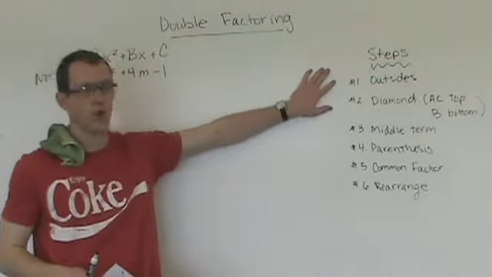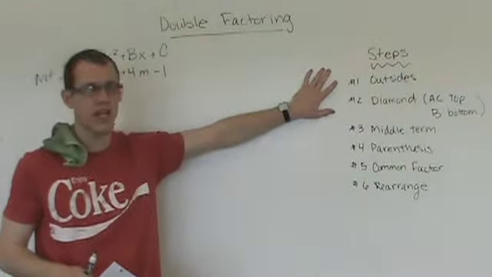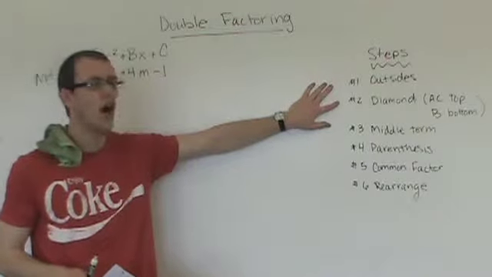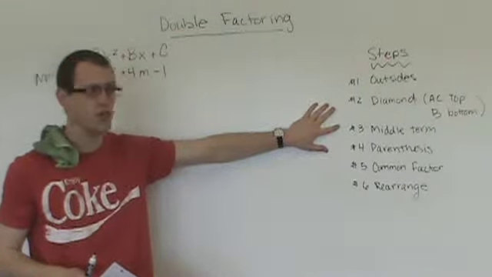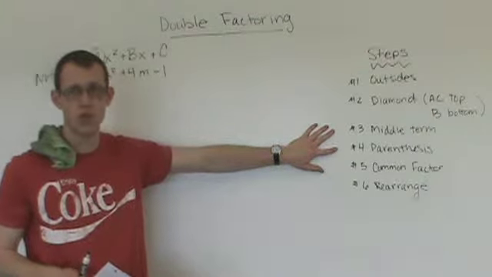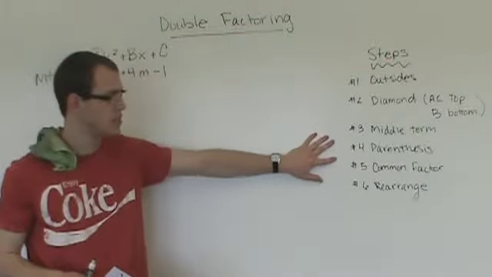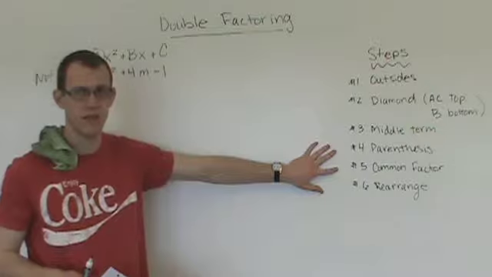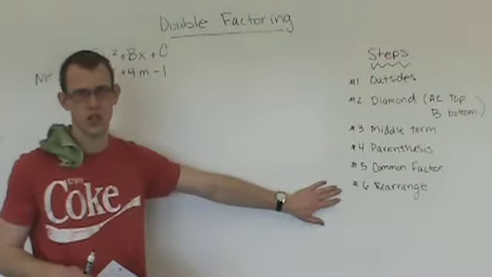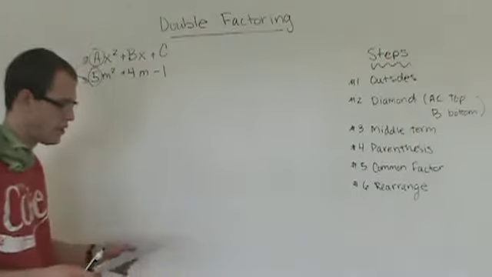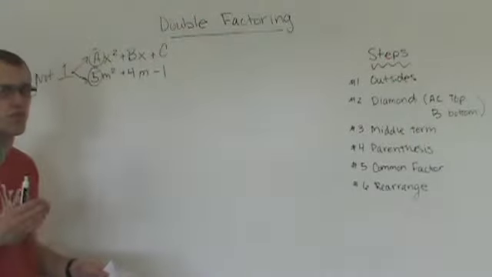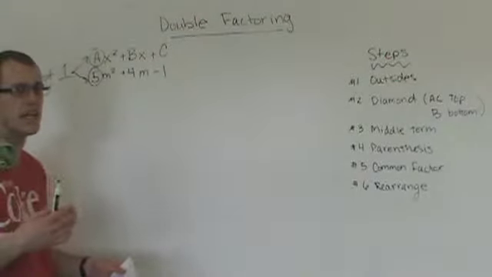So first, we're going to work with the outsides of the quadratic. Multiplying them together will help us form our diamond. Then we'll work with the middle terms. We're going to group things using parentheses. And then we're going to find a common factor. And then lastly, we're just going to rearrange it so we have our answer. So there's not too much to it, but the process may get a little bit confusing.